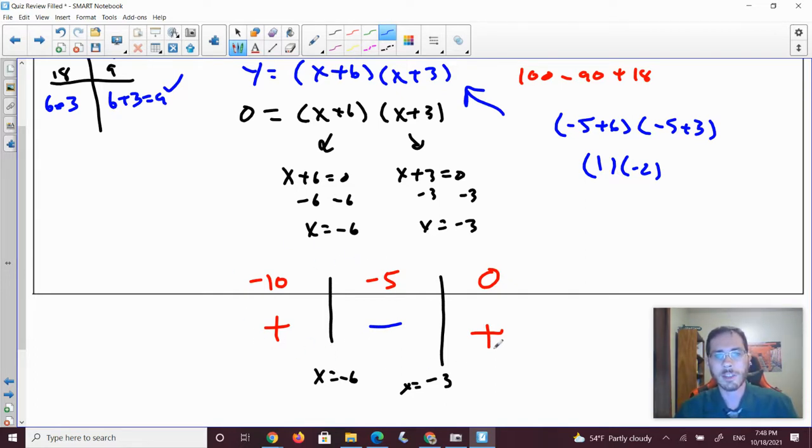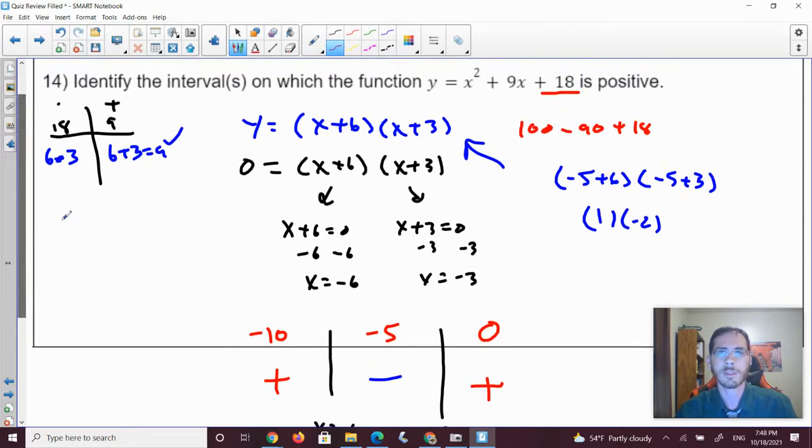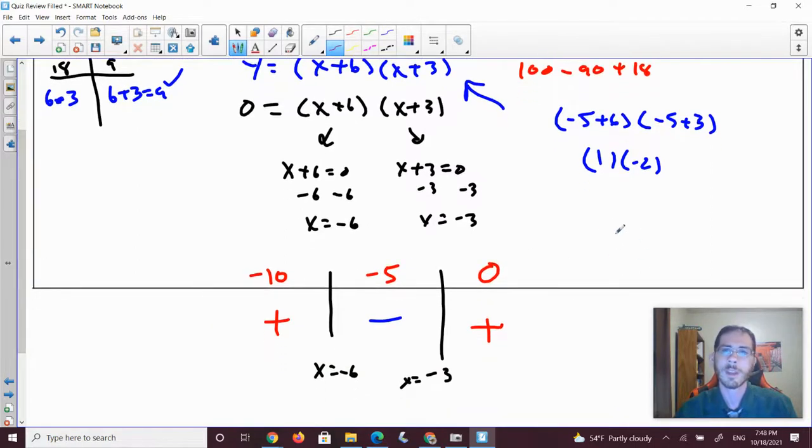So I've got my sign chart, and now I need to interpret my sign chart. So this one asks when it's positive. So I need to give the regions that have the plus signs. Well, that's the side with the -10, which is going to be -infinity until we get to -6. And I'm also going to get the section with the 0. So from -3 all the way out to positive infinity. So that's really cool. I like the sign chart.